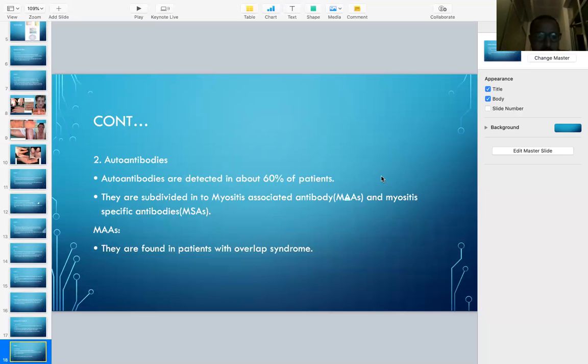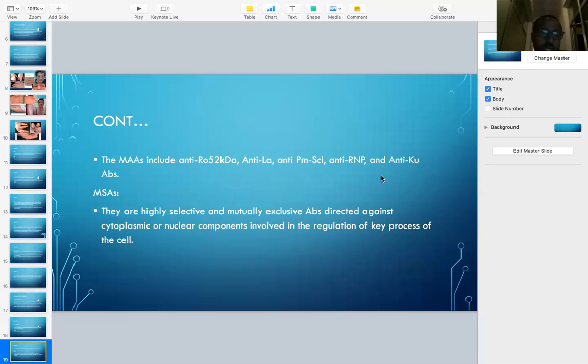The other is autoantibodies. In general, they are detected in about 60% of patients. They are subdivided into myositis-associated antibodies and myositis-specific antibodies. The myositis-associated antibodies are found in patients with overlap syndrome, and include anti-Ro, La, anti-PM-Scl, anti-U1RNP, and anti-Ku antibodies. These are diseases in addition to myositis. Patients will have a secondary disease: for example, anti-Ro can be found in Sjogren's with myositis overlap, or with anti-PM-Scl you may find scleroderma with myositis overlap. U1RNP is found in MCTD with myositis as part of MCTD, or it could be associated with SLE with myositis overlap.